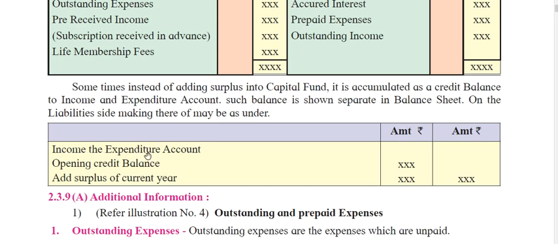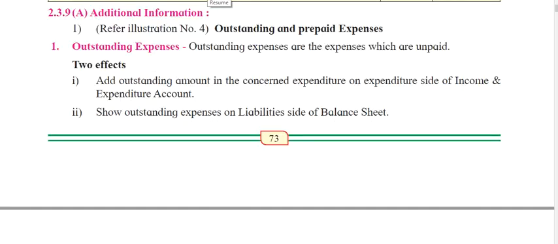So the income and expenditure account: opening credit balance and surplus of the current year. This adjustment comes instead of adding the surplus to the capital fund, when it is accumulated as a credit balance in the income and expenditure account.